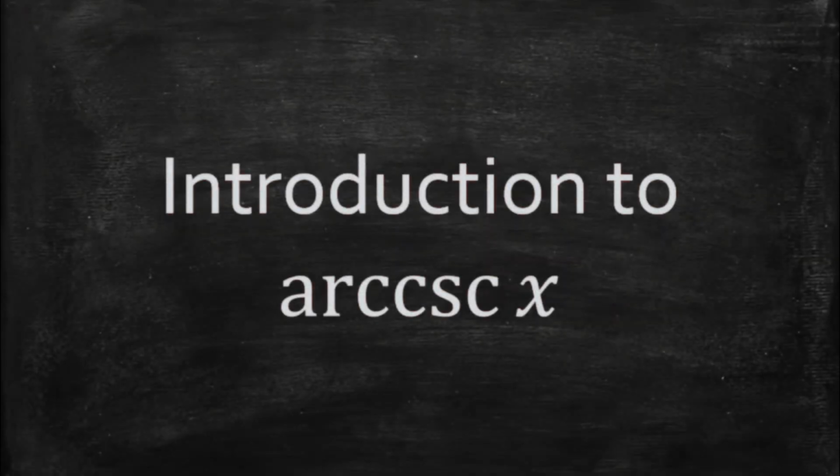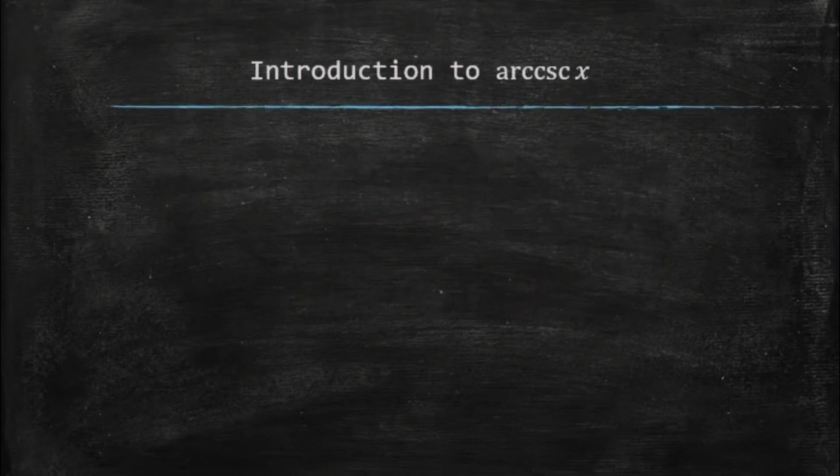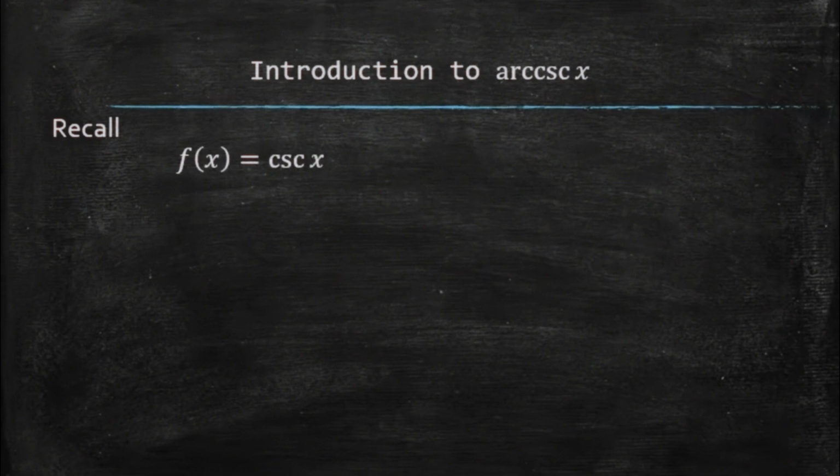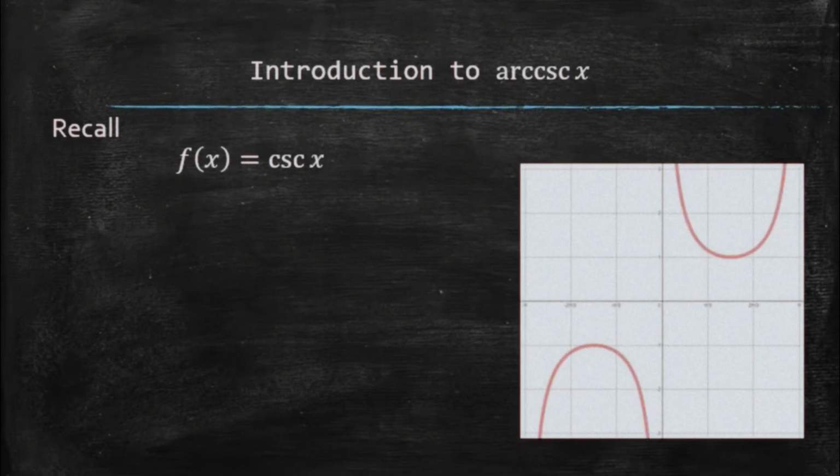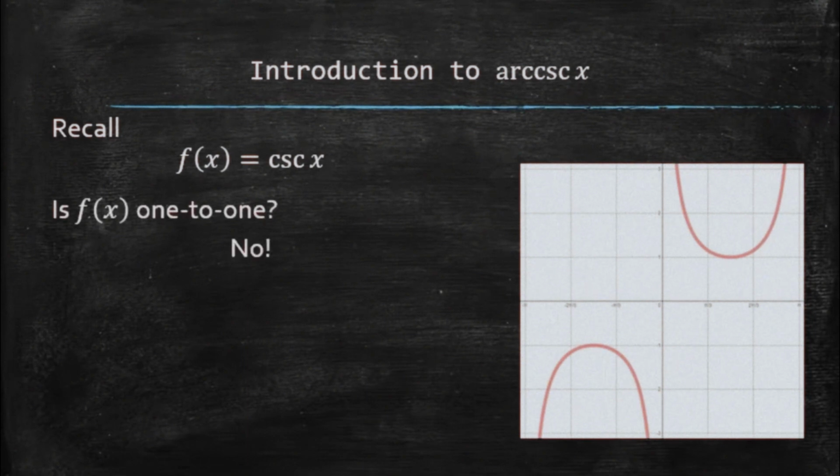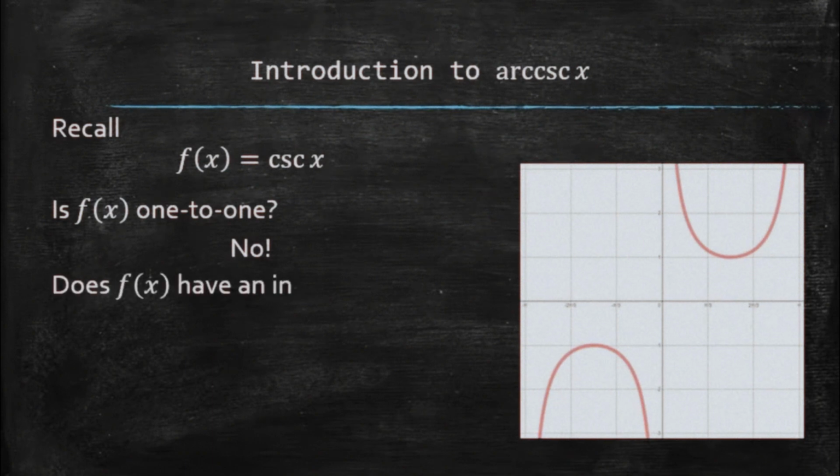Next, we will introduce a new function called the arccosecant. Let's recall the cosecant of x function and its graph. And let's answer the following questions. Is this function one-to-one? The answer is no, because it doesn't pass the horizontal line test. Does this function have an inverse? The answer is also no, because only one-to-one functions have inverses.